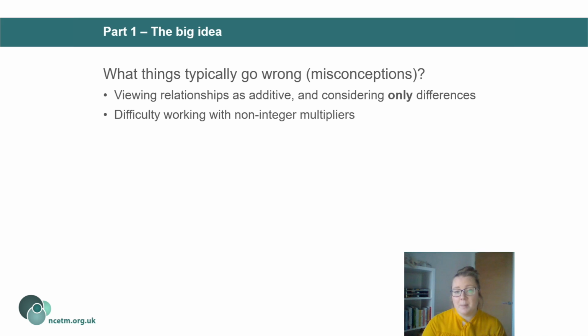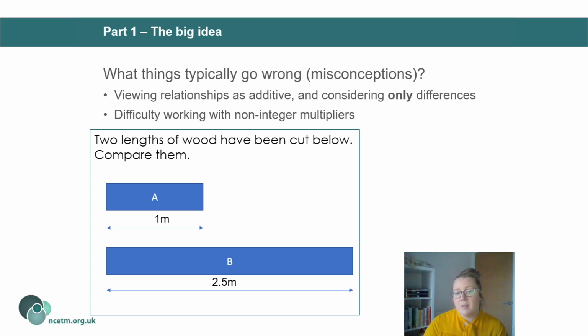For me, the next step is just checking if we've got difficulty of working with non-integer multipliers. You often find that this one goes hand in hand with the previous misconception, as students fall back on additive relationships when they feel they can't deal with non-integer multipliers. In this case, I might change my previous example just to include one of those non-integer multipliers.